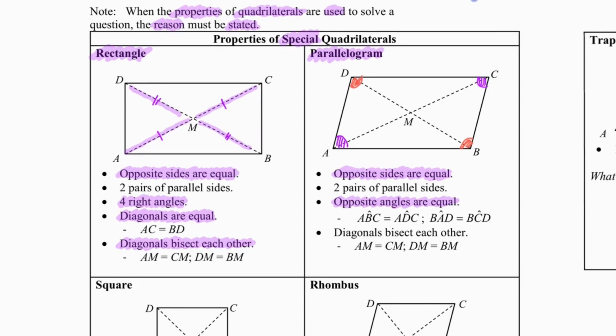And again, the diagonals do bisect each other. Again, this means that AM, MC equal. Bisect means cut into equal parts, cuts into two equal parts. So this part is also DM, MB, they are also equal to each other.